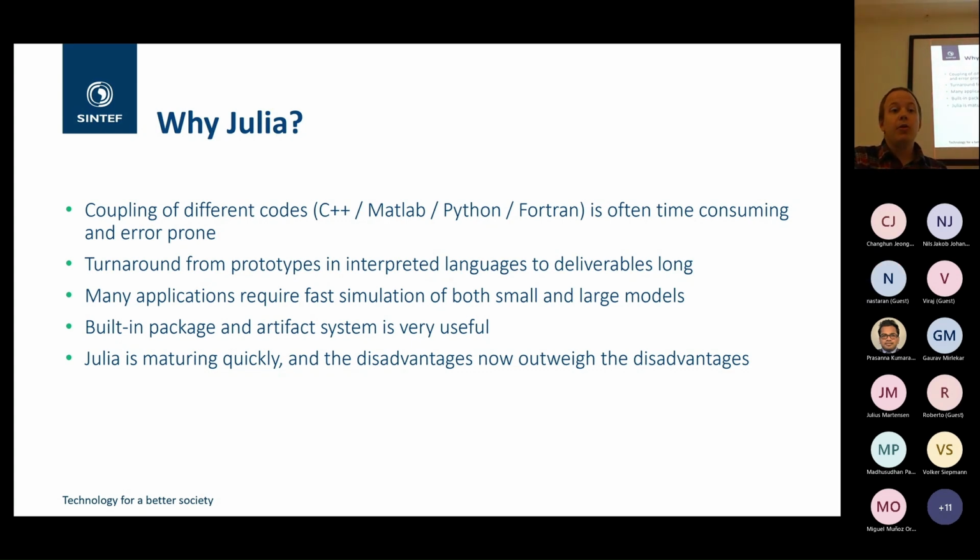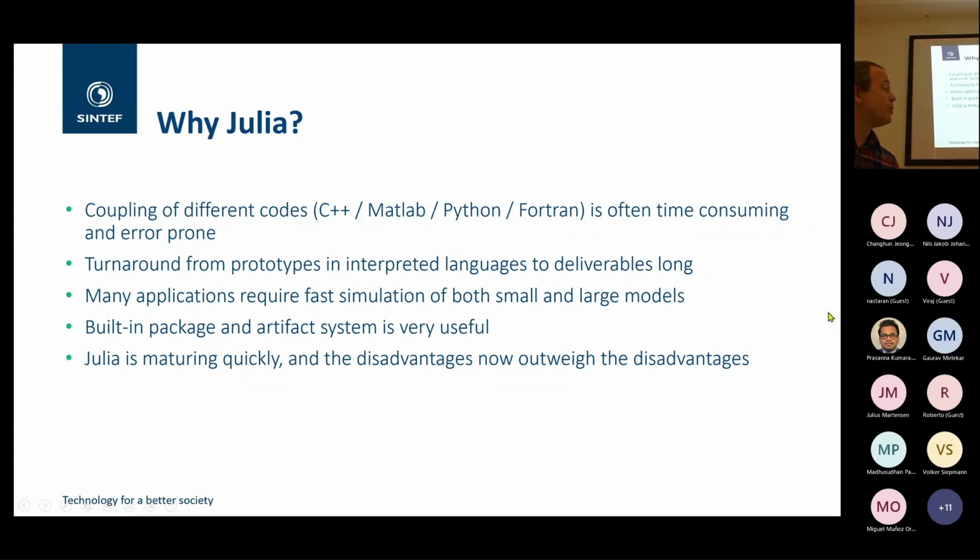Another thing is the turnaround from prototypes in Python or MATLAB or whatever. It can be quite long if you then need to re-implement it in C++, and it's a difficult process to manage, going from one code to the other and handing that off. Many applications actually require fast simulation of both large models, which we are quite used to, but also very small models. And small models are surprisingly more important than large models at the moment for us.